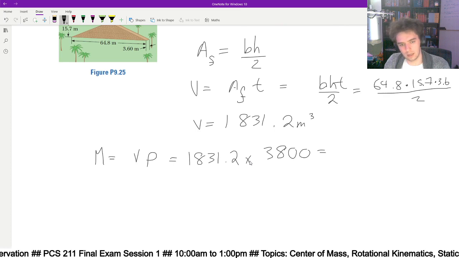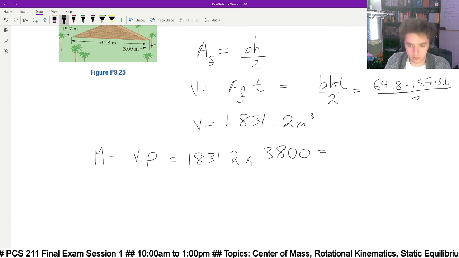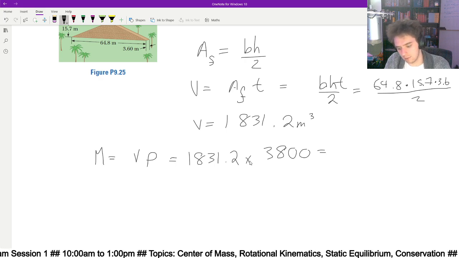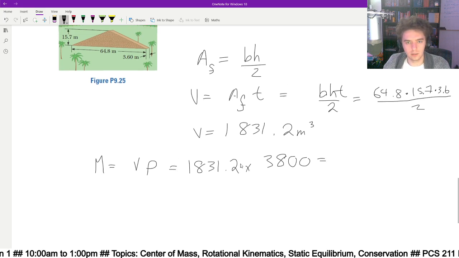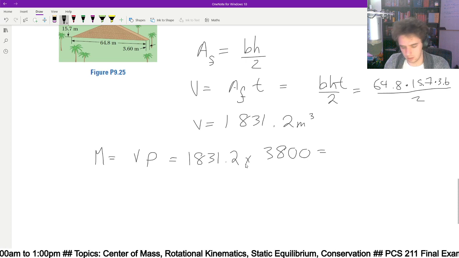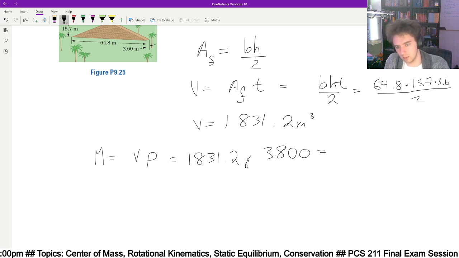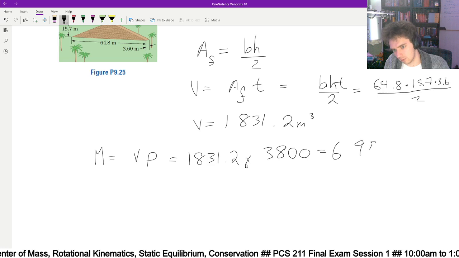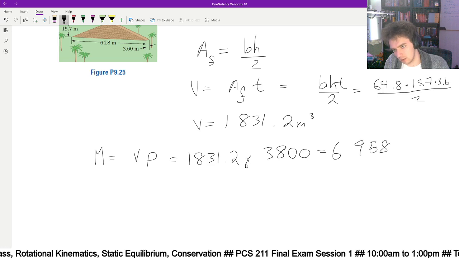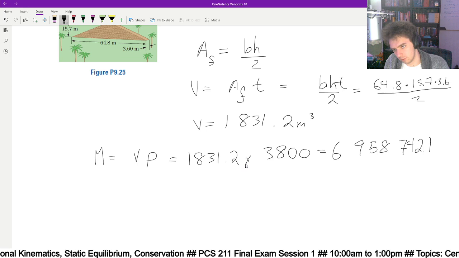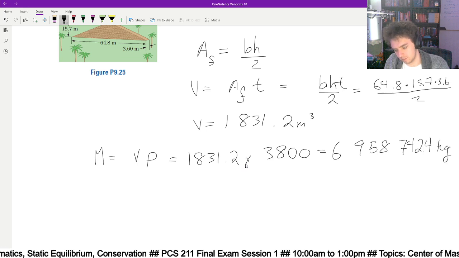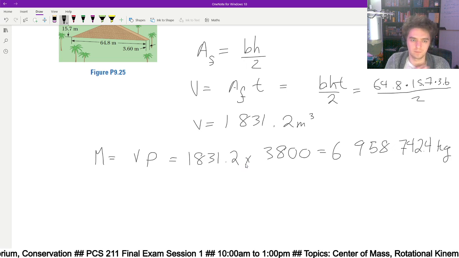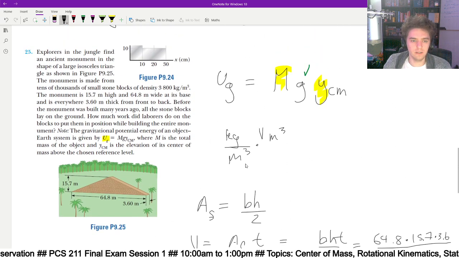Right, and so I'll just multiply that answer times 3,800. Okay, and so my final answer, is this in kilograms? Yes, this is in kilograms. So my answer is a very big number: 6,958,742.4 kilograms. Okay, so that's our mass. We found our mass. Now, we need to find the center of gravity.